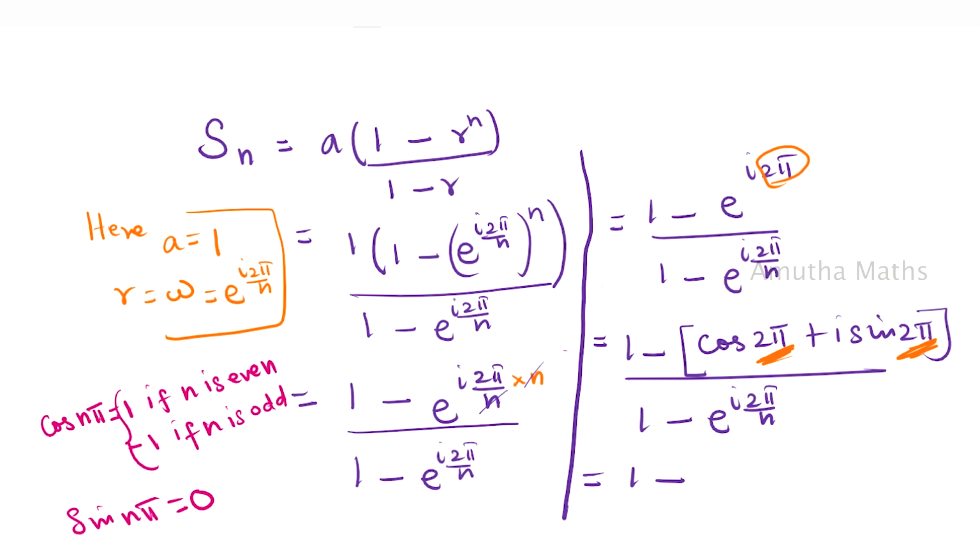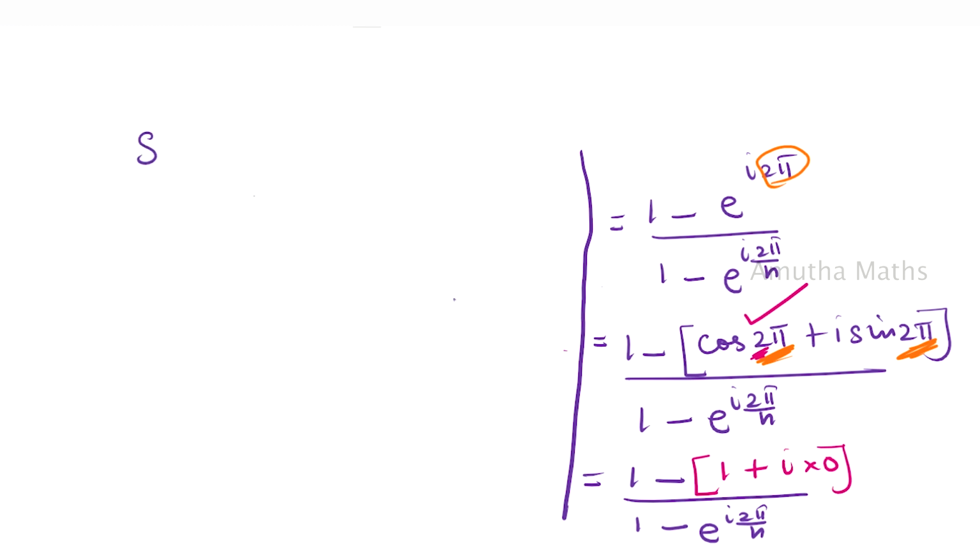அப்போ இங்க வாங்க. So cos 2 pi, what is cos 2 pi? இங்க என்ன number இருக்கு? Even number. So even number na என்னது? Automatically it is 1 plus I into sin 0. So I into sin 2 pi is 0, divided by 1 minus e power I into 2 pi by n. Therefore Sn is equal to 1 minus 1 divided by 1 minus e power I into 2 pi by n.